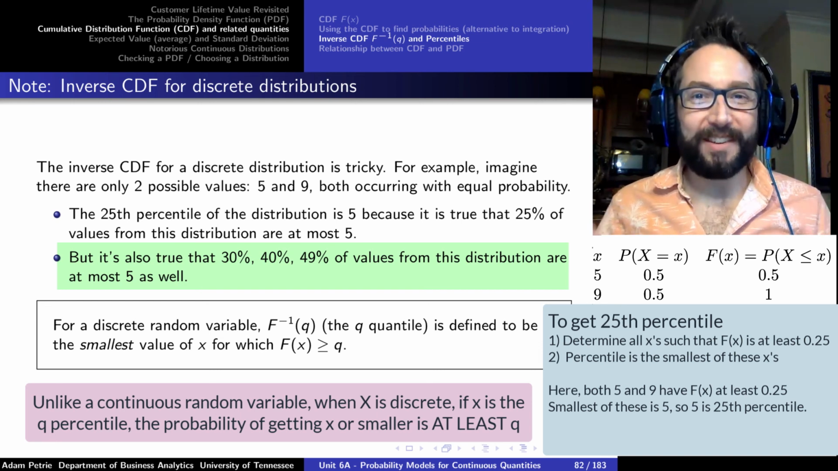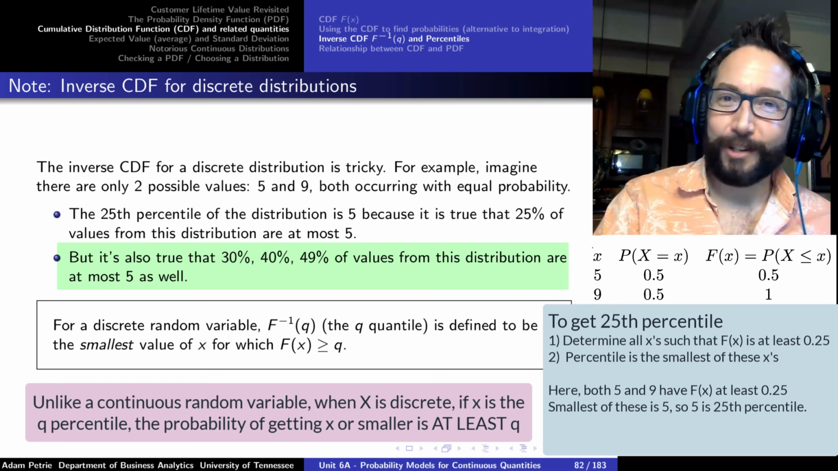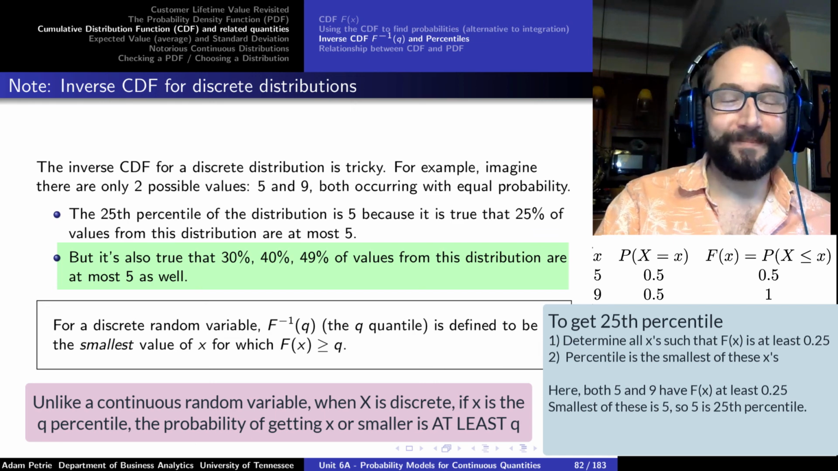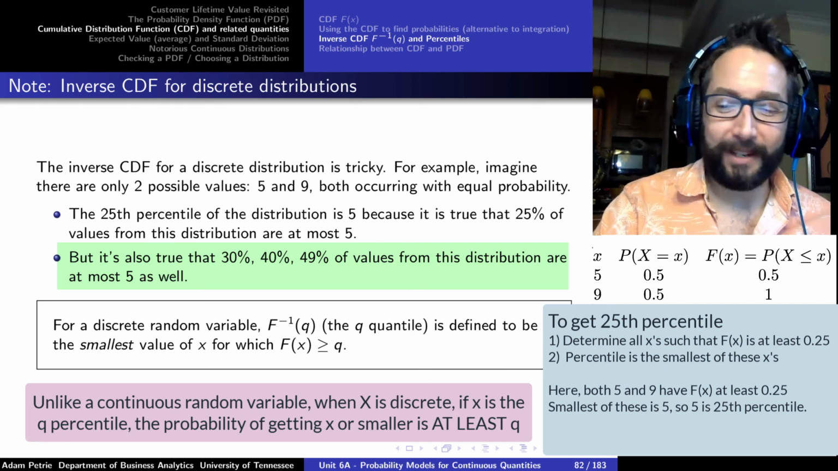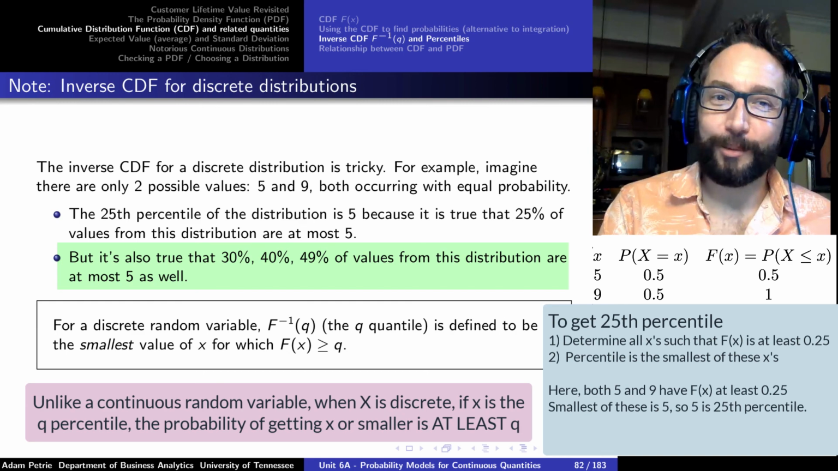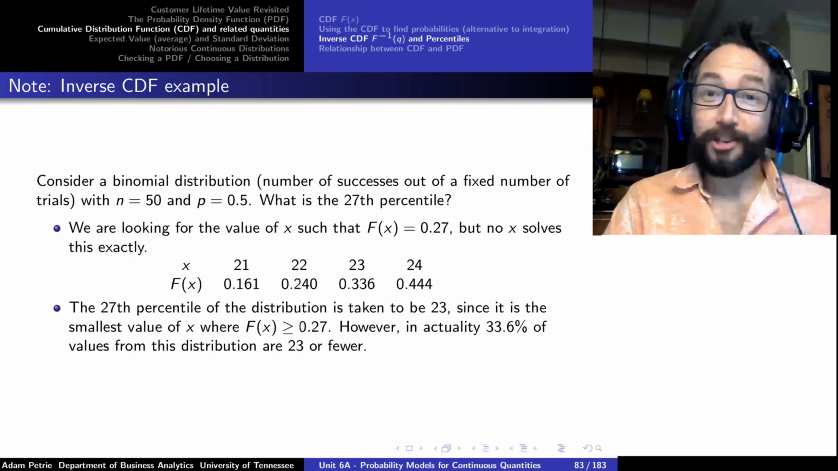So there's not one unique value of x that is each different percentile with a discrete distribution, and that's why we wisely skipped it. The discussion becomes a lot more complex with it. But one more example, just so you see how this works.